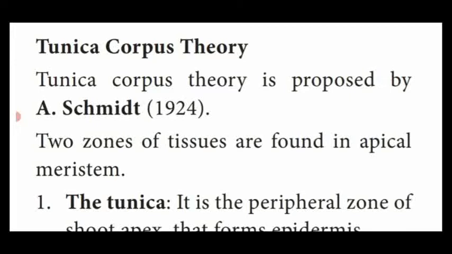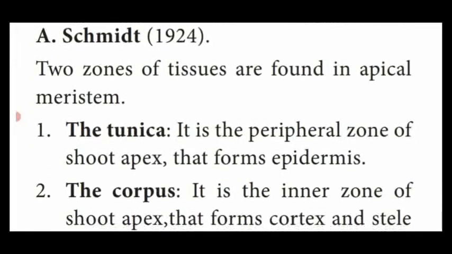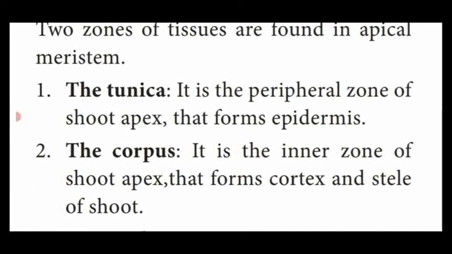According to this theory, the shoot apex consists of 2 distinct zones. One is the tunica, another one is the corpus. The tunica is the peripheral zone, that is the marginal zone or outermost zone of the shoot apex, and gives rise to the epidermis, like dermatogen in the histogen theory. The second one is the corpus. It is the inner zone of the shoot apex, and gives rise to the cortex and stele of the shoot.